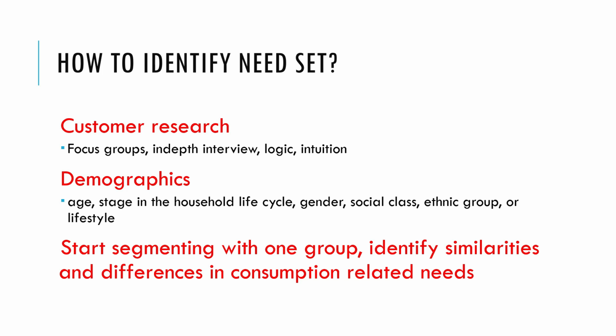Identifying the various need sets that the firm's current or potential product might satisfy typically involves customer research, particularly focus groups, in-depth interviews, and some kind of logical and intuitive decisions. These need sets are often associated with other variables, which include age, life cycle, gender, social class, ethnic group, and lifestyle, and this is basically the start of a segmentation process. A firm might start by identifying various ethnic groups and then attempt to discover the similarities and differences in the consumption needs across these groups. And the firm would be targeting various groups in which there are similar needs, so that they can serve a greater portion of the population.